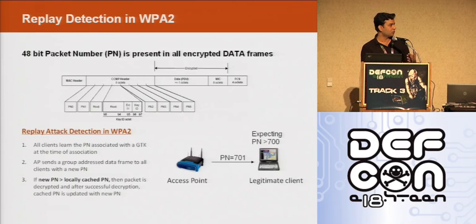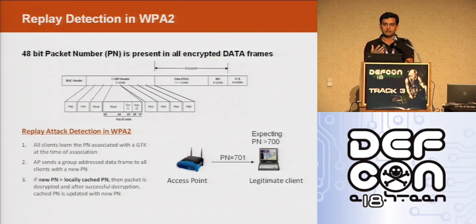When a client connects to the access point, the access point informs that client that this is the last consumed packet number, so you should use this number for replay detection. So for example, the last consumed packet number was 700. The client is going to cache that number, and after that the client expects data frames having a packet number greater than 700. So if I am replaying a packet which I captured when the packet number was 600, that packet will not be accepted, because the client will find that the packet number is less than the last successfully received packet, which was 700.